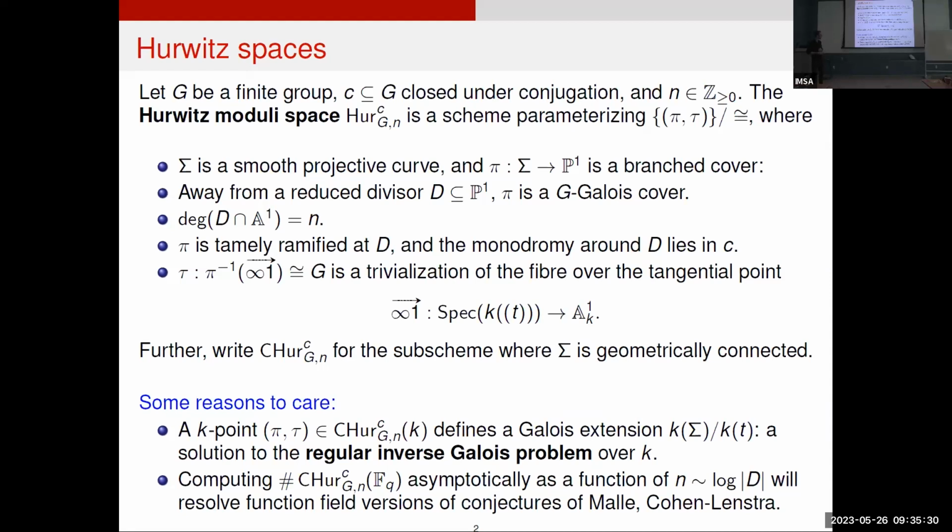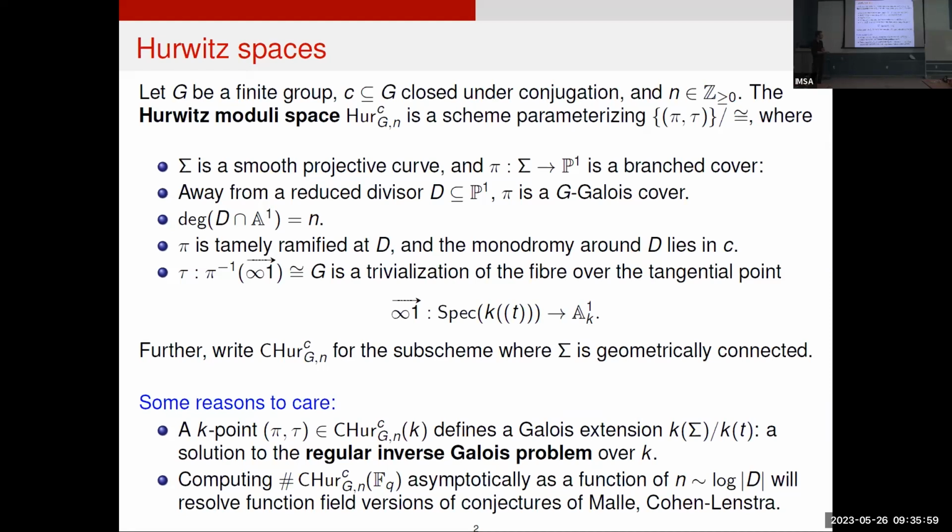My interest in this is to study the points of this variety over a finite field, where the number field, function field analogy, the global field analogy, lets us translate questions about number fields into questions about function fields, where we can try to solve them.